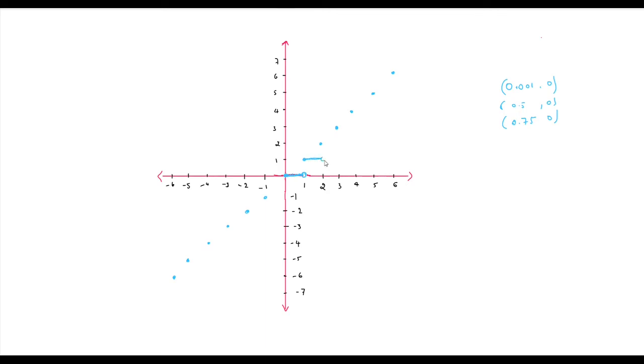The moment x is 2, the greatest integer value, y becomes 2. So because it was 1, 1, 2, 2, 3, 3 and so on. The moment it is 2, the graph suddenly jumps here. There is a gap here and this point does not exist. It is not part of the graph.